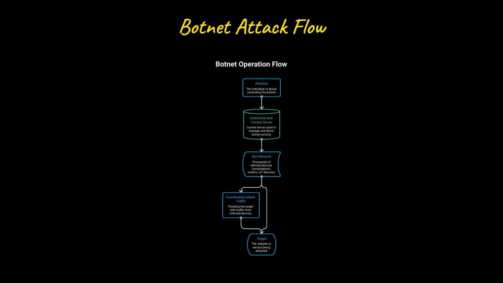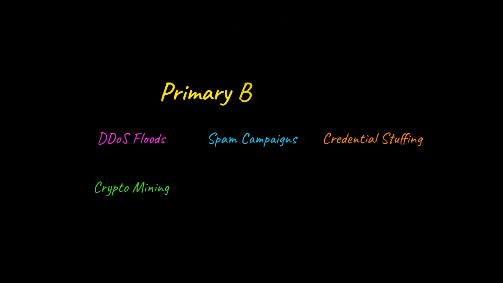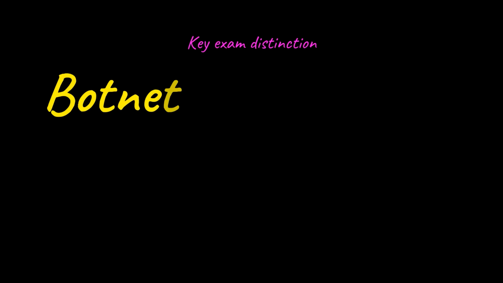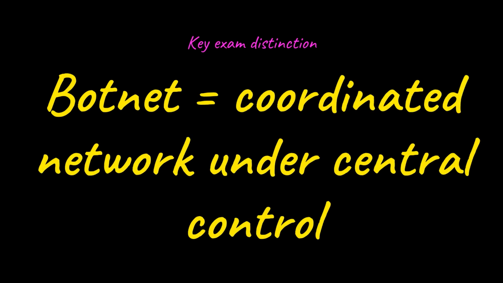Attack traffic comes from so many different source addresses that blocking individual ones is nearly impossible. Botnets are used for distributed denial of service attacks, mass spam, credential stuffing against websites, and quietly mining cryptocurrency on infected machines. Healthcare organizations have been targeted by all of these. The defining feature of a botnet is coordination: many infected devices controlled through a central server. A single isolated infection is a different malware problem. When the scenario describes traffic from thousands of devices under external control, that is a botnet.